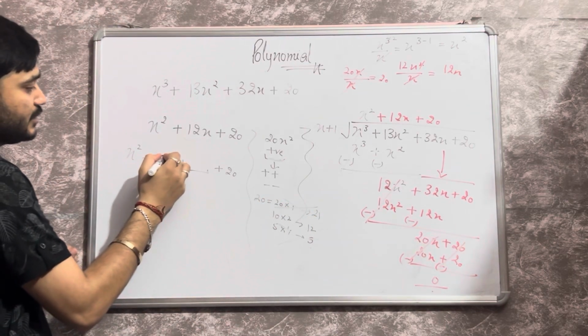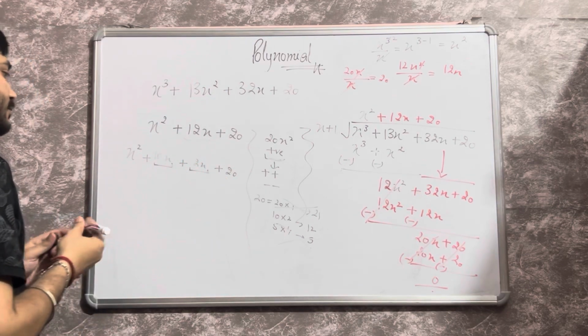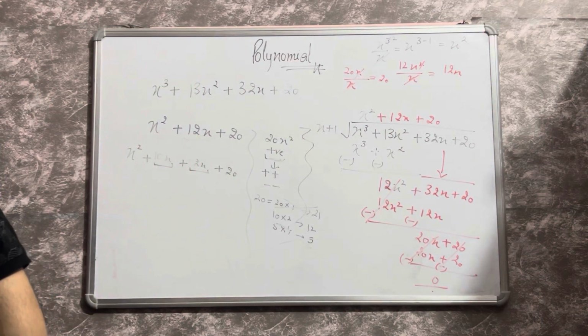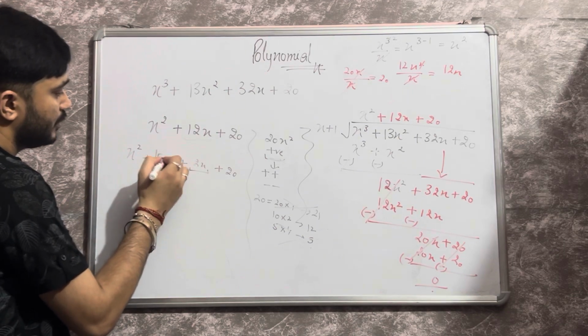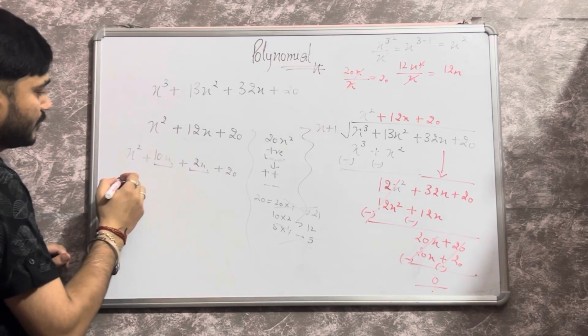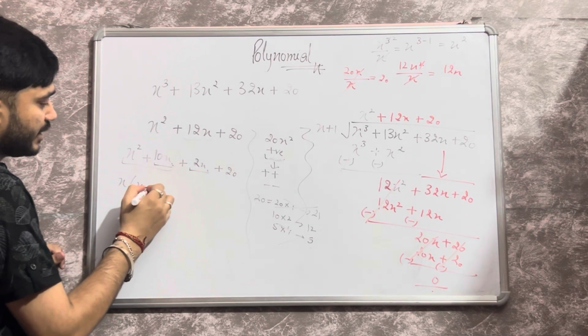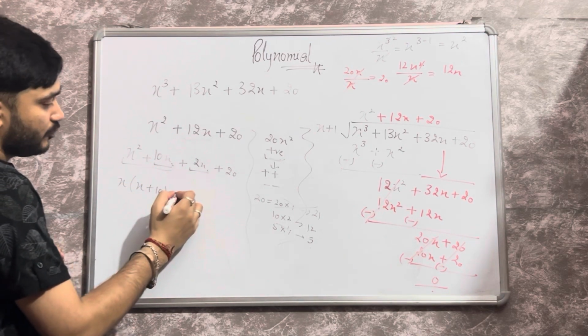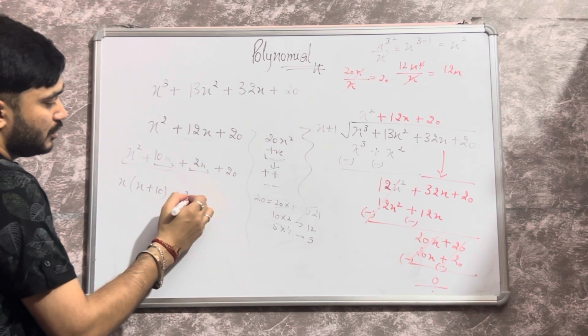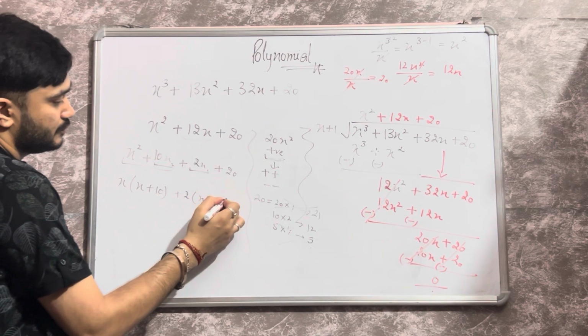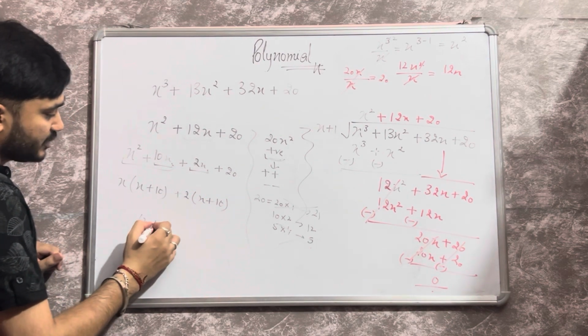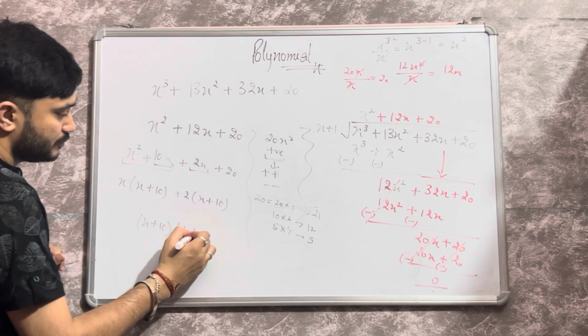So it will be 10x plus 2x. It is 10x and 2x. Now take the common from the first two terms. You will get x plus 10, and from here you will get plus 2 and x plus 10. So our answer will be x plus 10 and x plus 2.